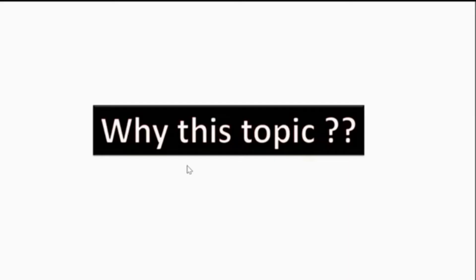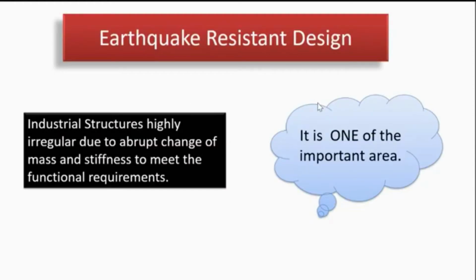When we talk about industrial structures, there are many areas involved, but today we are going to focus on the earthquake resistant design of industrial structures. It is only one of the important areas; there are many other areas which should be taken care of. Why is earthquake resistant design important for industrial structures? Because industrial structures are highly irregular due to abrupt change of mass and stiffness to meet the functional requirements.